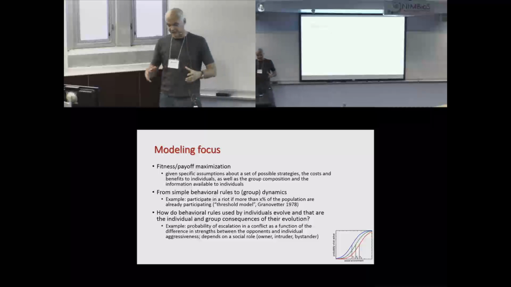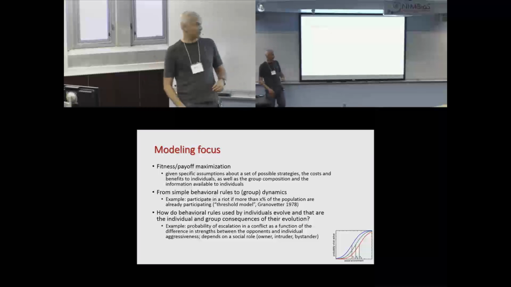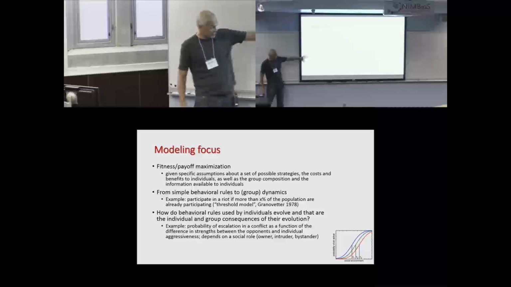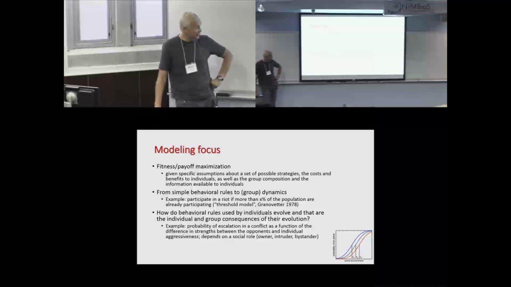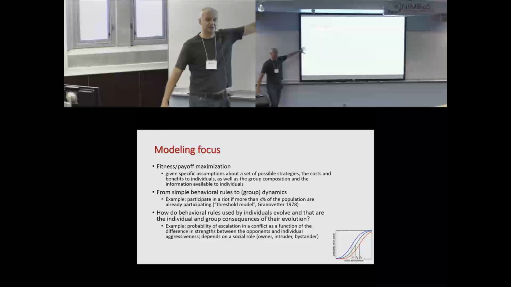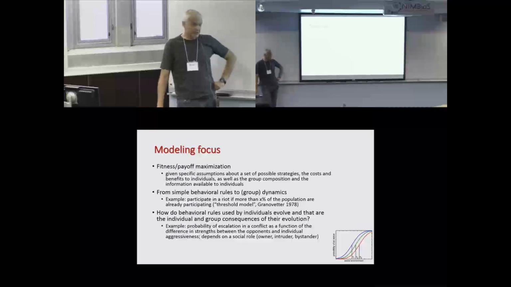For example, like this threshold model, a very popular model of Granovetter, basically says that individuals will join a potentially risky activity, like a riot, if a certain proportion of other individuals are already engaged. And this last one is, I think, most complex mathematically. Here we postulate the existence of a certain rule, right? And in this last case, we try to see how these rules evolved, how they emerged.